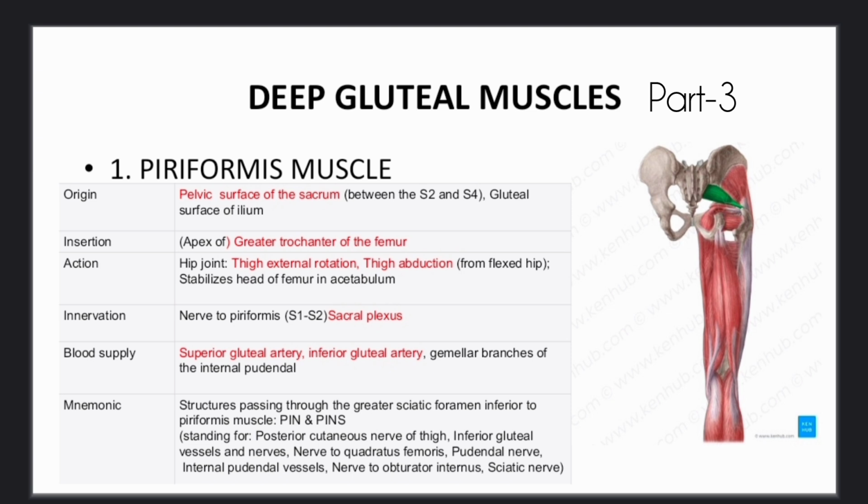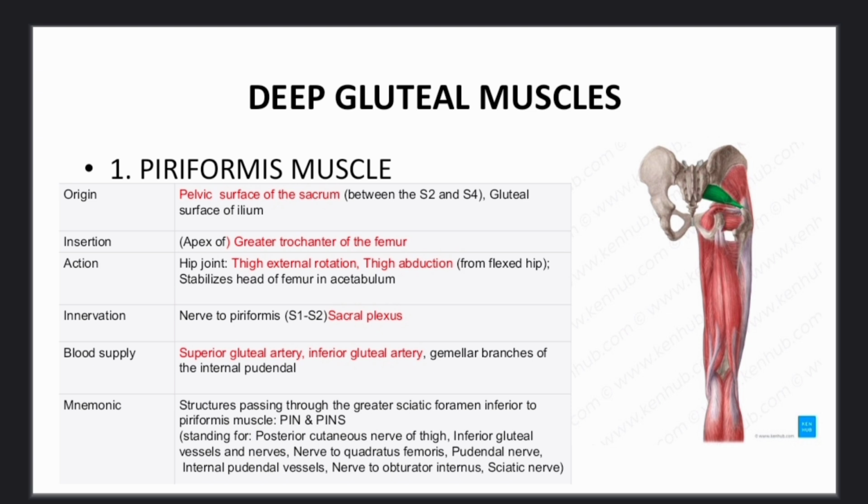In the previous video, I explained the superficial gluteal muscles. So if you have not watched that video yet, I recommend watching it first as it will help you better understand today's topic on the deep gluteal muscles. So let's get started. Let us begin with the first deep gluteal muscle, the piriformis muscle.